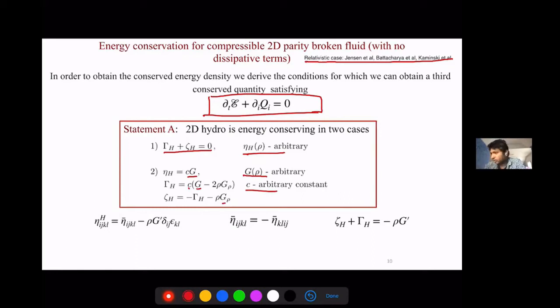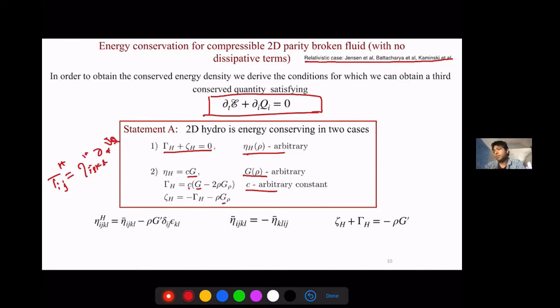Let me explain what I mean by this function g, because I think this will simplify the equations a bit. So I'm going to introduce this notation. I can rewrite this Hall tensor. Remember that T_ij^Hall, I can write as eta^Hall_ijkl d_k v_l.